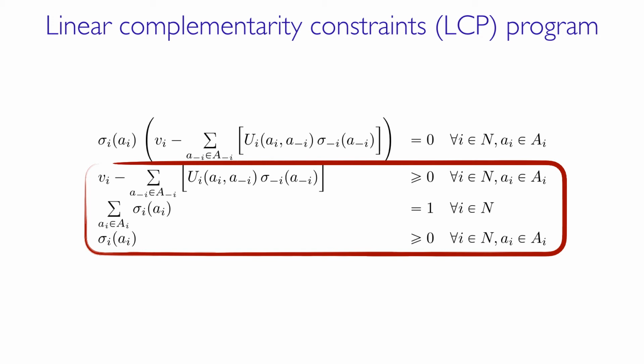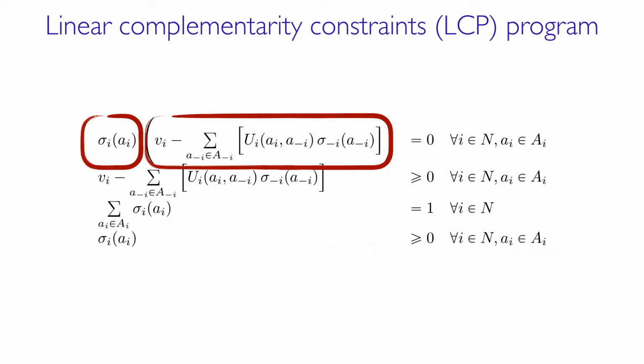We have a set of linear constraints and a complementary slackness constraint in which we require that at least one of the two terms in red is equal to 0. Linear complementarity programs can be solved by using the Lemke algorithm. In particular, this specific program can be solved more efficiently by using the Lemke-Howson algorithm. However, this algorithm is not implemented in commercial solvers for linear and mixed integer linear programs. So an interesting question is whether we can formulate this program as a mixed integer linear program and thus use commercial solvers.